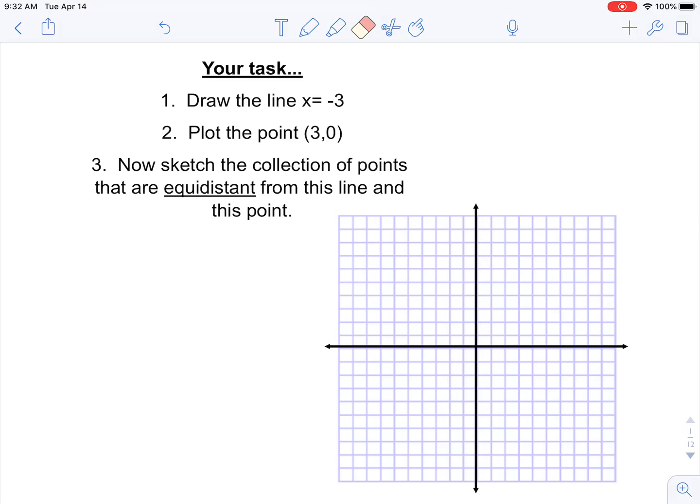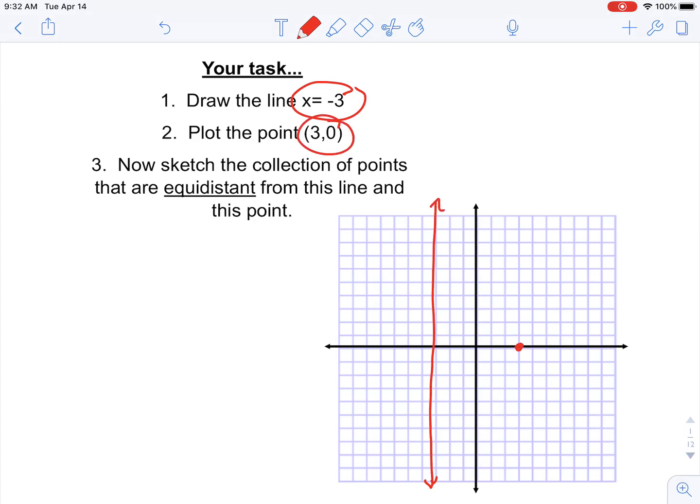In order to see where we're going with today's lesson, I wanted to start by going back to some prior information. We're going to begin with drawing the vertical line x equals -3. When we draw the line, it's going to look like this. And we're going to plot this point, (3, 0).